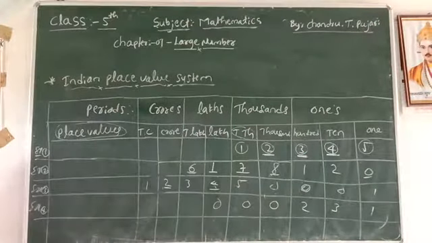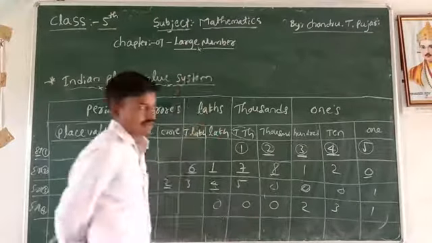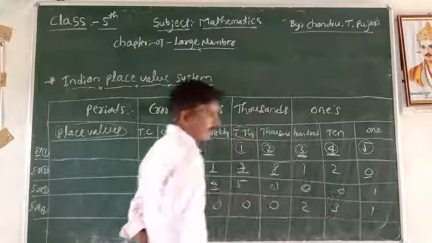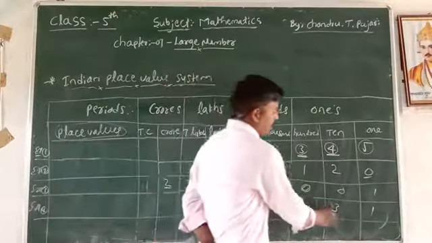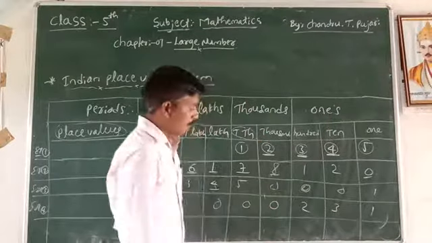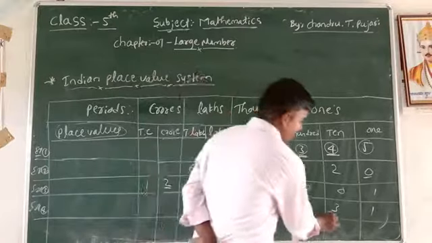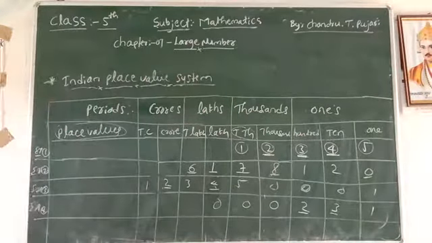This number is only a 3 digit number, but these 3 zeros have no value. Only consider 2, 3, 1. Read this one as 231. The place value of 2 is 200. The place value of 3 is 30. Next, you can do this one yourself.